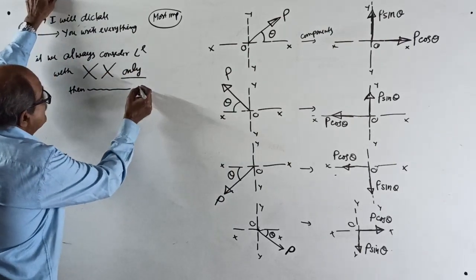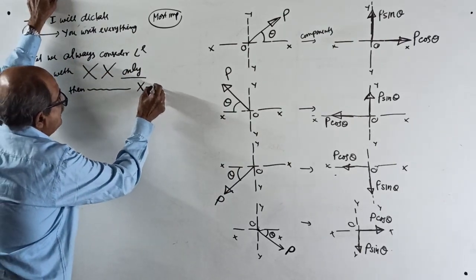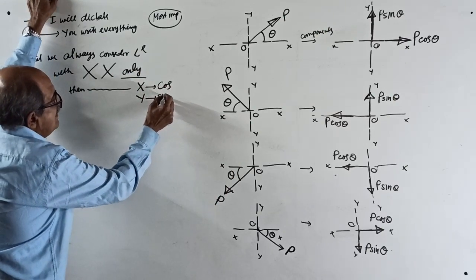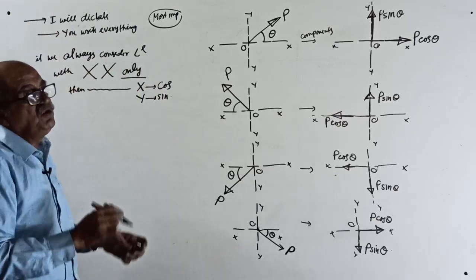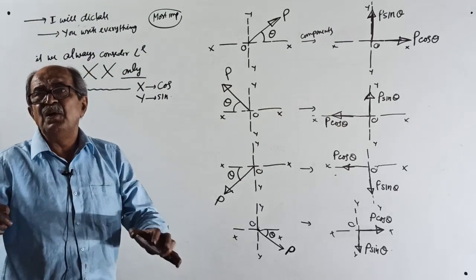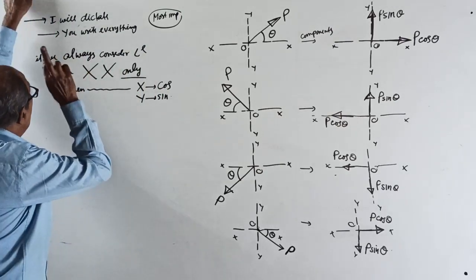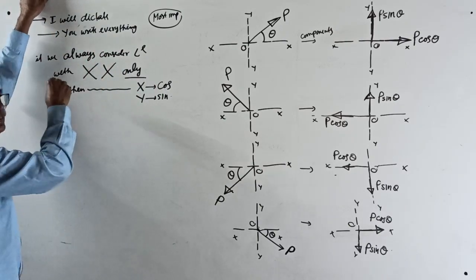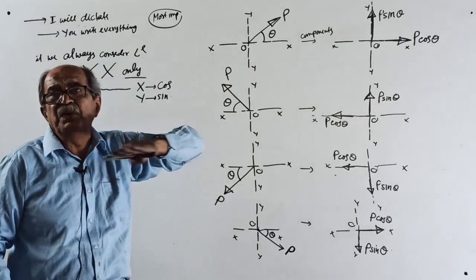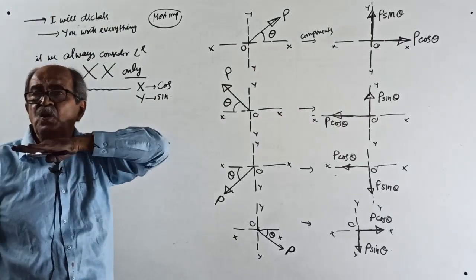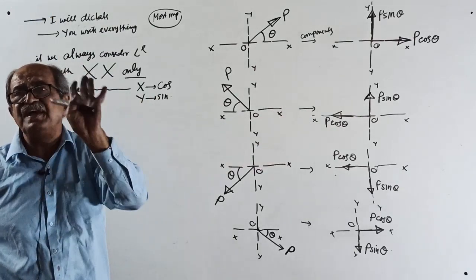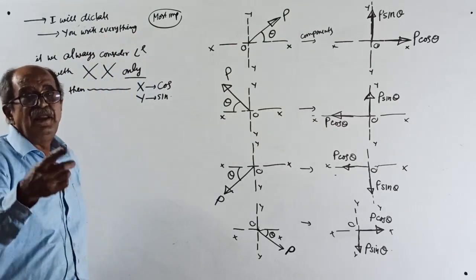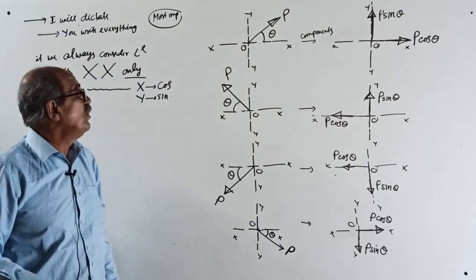Then 100% x component is cos, y component is sine. So remember, once again I will tell, always consider the angle with the xx. Then without confusion, x component cos, or in structural engineering horizontal cos, vertical sine. Over. I won't repeat. Go through the statement again. In a book you can write it 3-4 times if you want.